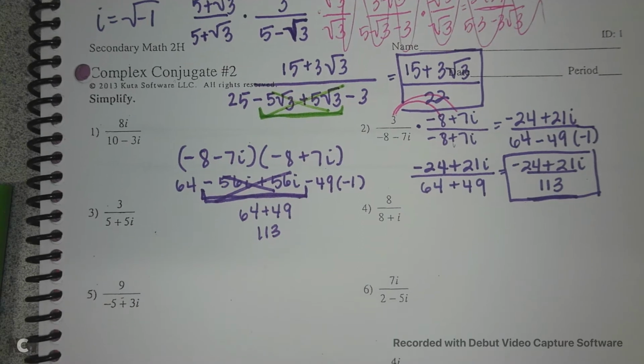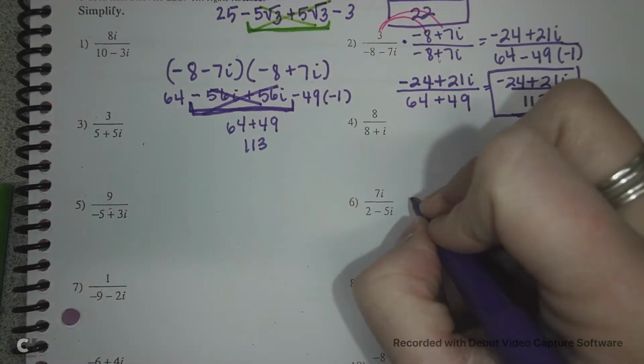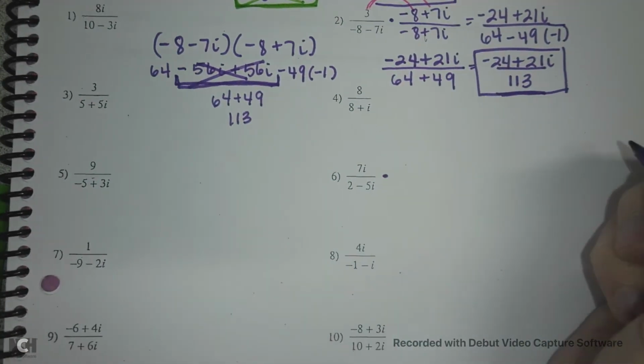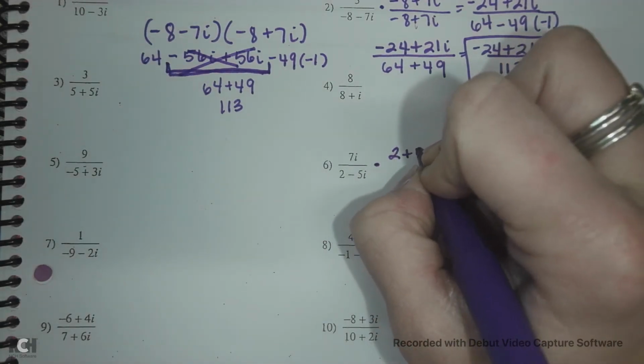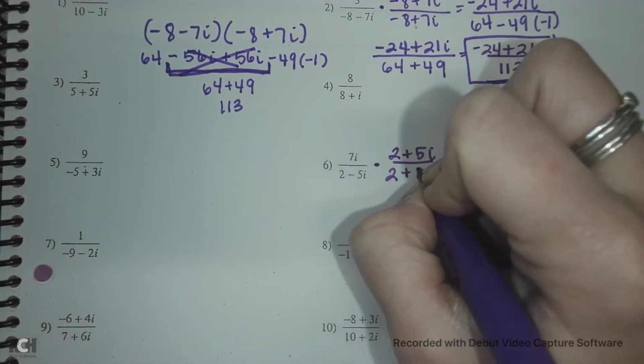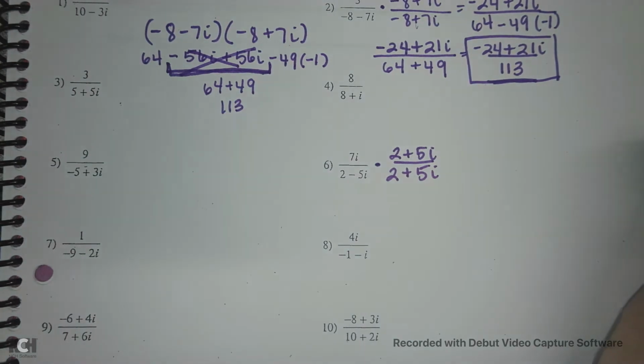Let's look at number 6. So on number 6, we're going to multiply by the opposite on the bottom. So we have 2 plus 5i on top of 2 plus 5i. It has to be the same on the top and the bottom.